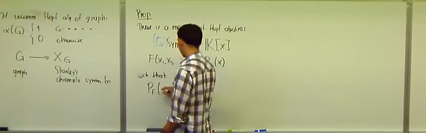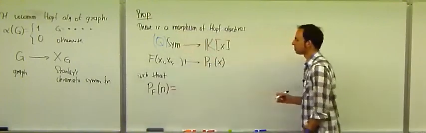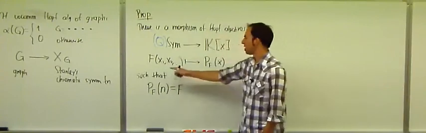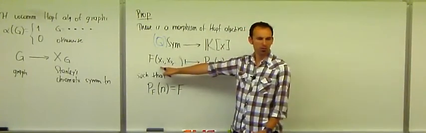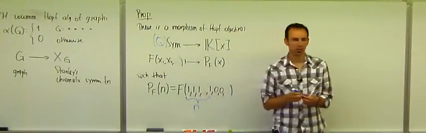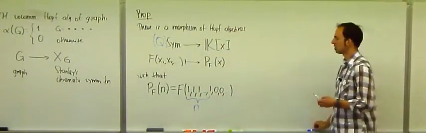if I want to know what P f of a positive integer n is, then all I have to do is take my quasi-symmetric function and plug in n of the variables to equal 1 and the rest equal to 0. So here I have my first n variables, I'm going to plug in 1, and the other ones are going to be 0.